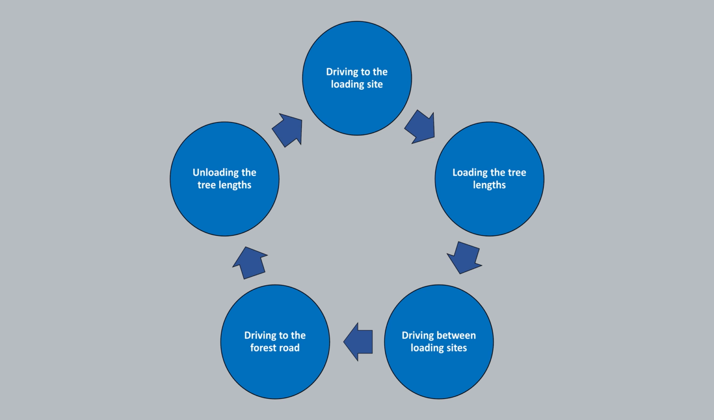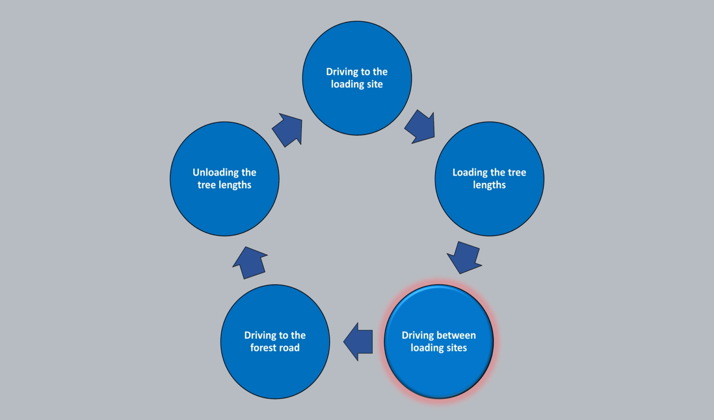The work cycle is similar to regular forwarding operations. Typically, it features the following work elements. Driving to the loading site, also called empty turn or driving empty, in which the machine is driven on the trail from the forest road or from the landing to the first tree length or bunch of tree lengths. Loading the tree lengths. Once the machine arrived at the first tree length or bunch of tree lengths, the driver operates the crane to pick them up and to put them in the trailer.